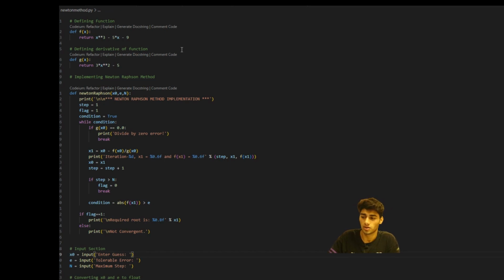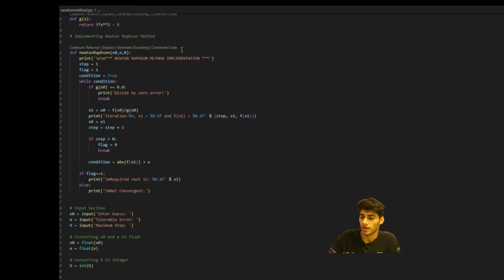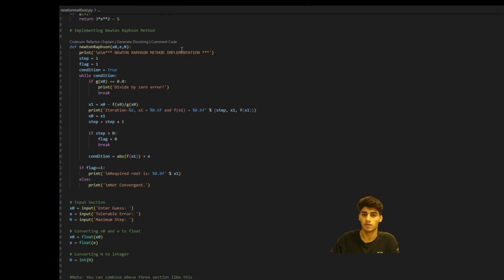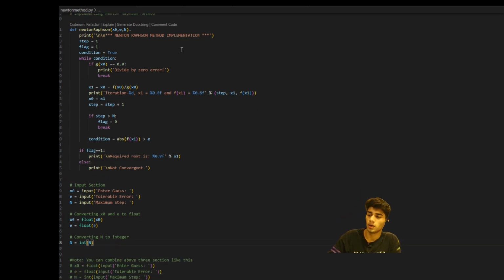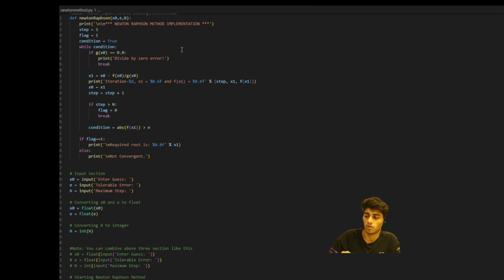And now this is our input section. Here we are taking input x naught, e, and n. And then we are converting x naught, which was our first value, into float, because your first value can be an integer or a decimal too. And tolerable error in float too, because percentage is always a float. And the maximum number of steps we convert into an integer, because you can never perform 2.5 steps or 3.19 steps. Now, here we call the function.